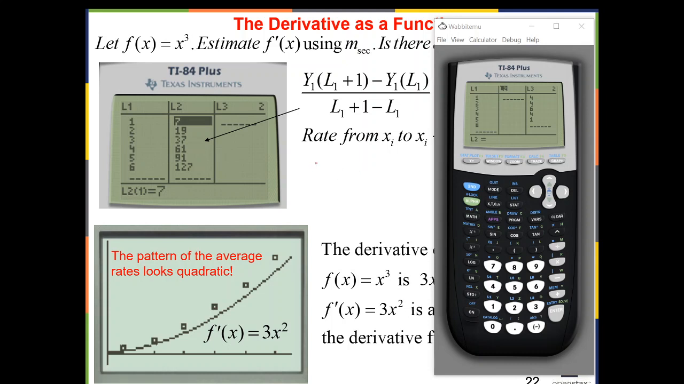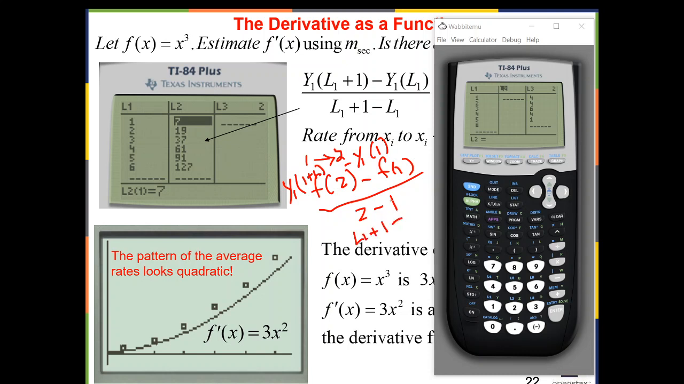So basically, remember, to find the rate between 1 and 2, I have to do f of 2 minus f of 1 over 2 minus 1, right? But f of 2 means y1 of 1 plus 1. So that's the idea, and 1 is in L1. And then f of 1 is just y1 of 1, right? And 2 is really L1 plus 1. And then this 1 comes from L1 again. So basically that's what you get.